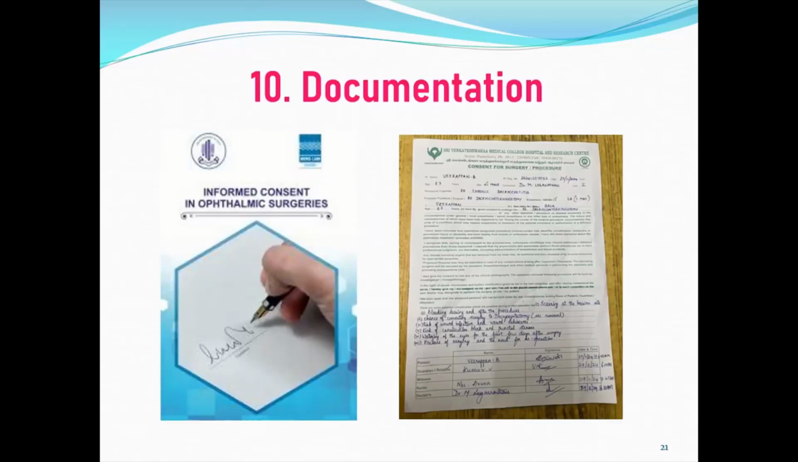The most important thing in today's world is documentation. For any procedure you do, document and mention all the complications which you expect even in experienced hands. Because nowadays, if you don't mention it, it is considered that the patient was not talked to or explained to. You can use the well-documented consent form available on the AAO website for most ophthalmic and other procedures. You can use that and modify it according to your need.